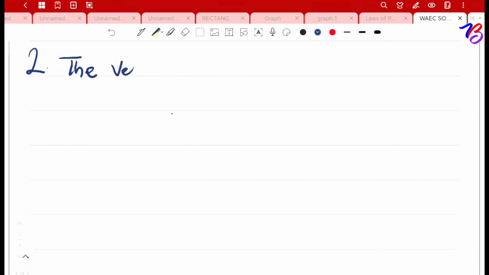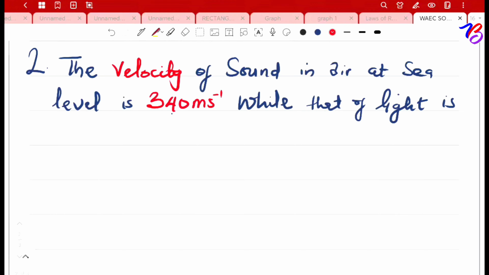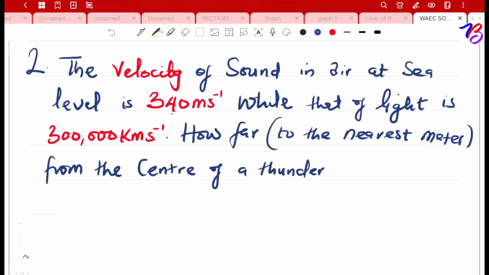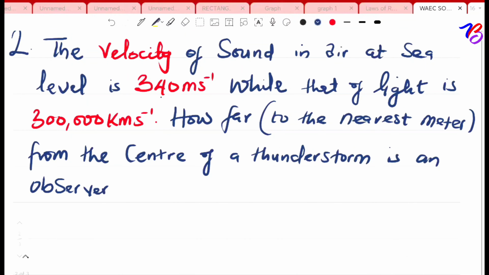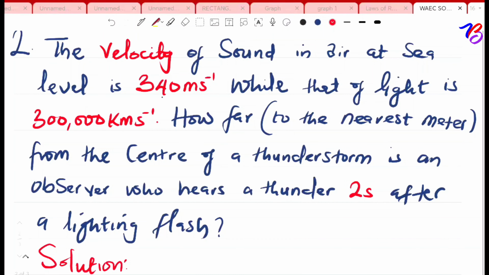Hi, welcome to this channel. Here's another question on the sound wave. The velocity of sound in air at sea level is given to be 340 meters per second, while that of light is 300,000 kilometers per second. How far, to the nearest meter, is an observer from the center of a thunderstorm who hears a thunder 2 seconds after a lightning flash? Remember the components are velocity, distance, and time, which is also given.